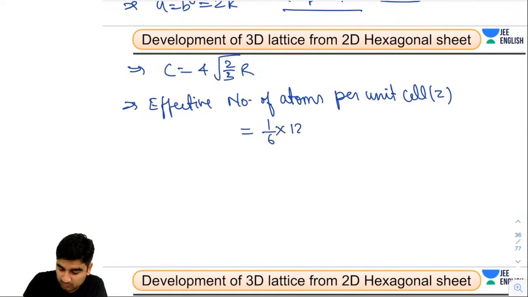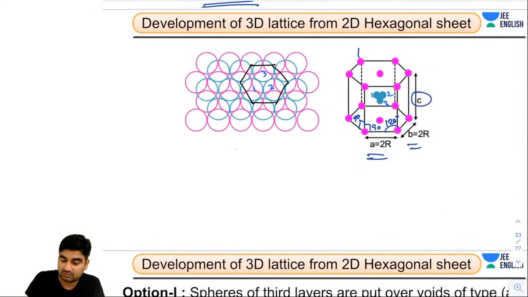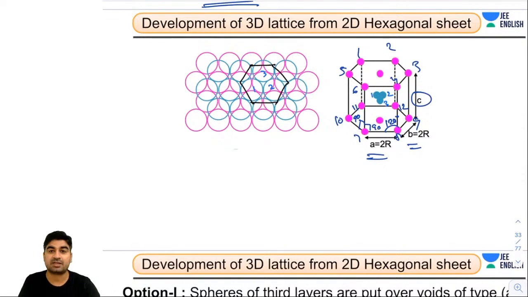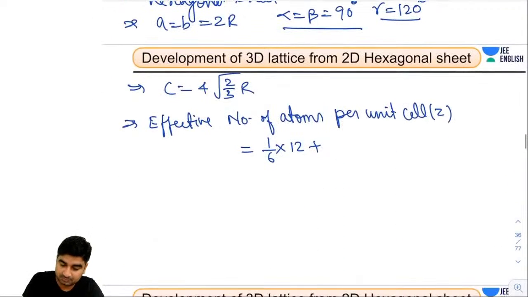1 by 6 into 12. Why 12? Because there are 12 atoms at the corner: 5, 6, 7, 8, 9, 10, 11, 12. Then how many atoms at the face, guys? It is 1, and then we have one more. So this is face center, this is face center.